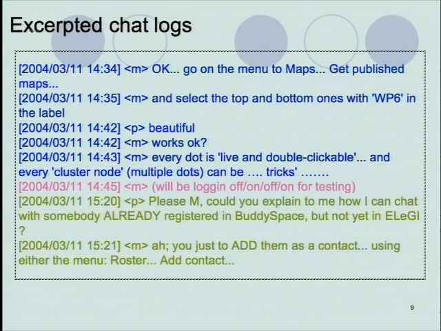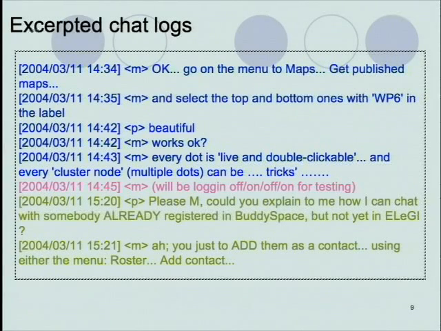I highlighted in different colors the different activities that people are engaged in on the chat logs. The threads in blue are the activity of using the map, one of the features of the Buddy Space instant messaging, and how to personalize the features. Then in pink, suddenly the collaborator M is talking about how he needs to log on and off for testing. Actually, in the previous history of the chat log, they had a presence problem on the instant messaging.